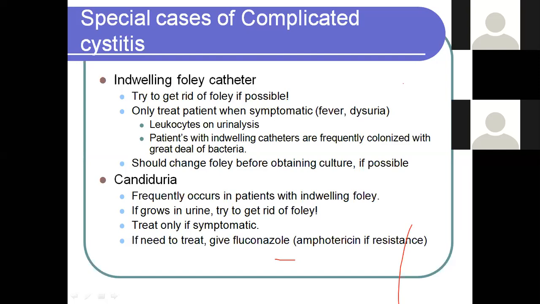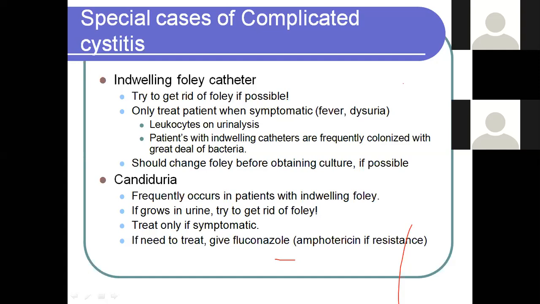So how do we diagnose it? Again, by the presence of leukocytes, white blood cells, on urine analysis. Patients with indwelling catheters are frequently colonized with a great deal of bacteria, so the Foley catheter should be changed every month before obtaining a urine culture specimen.